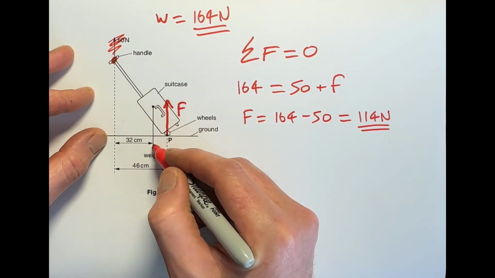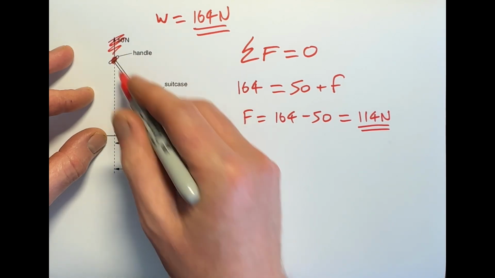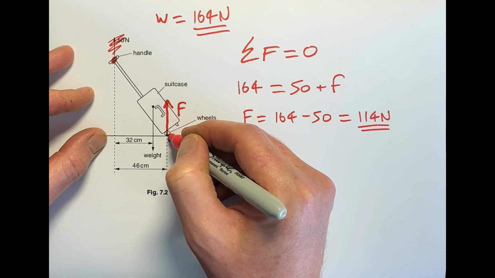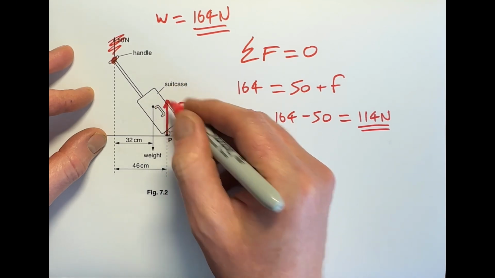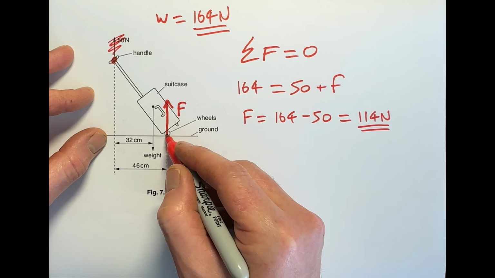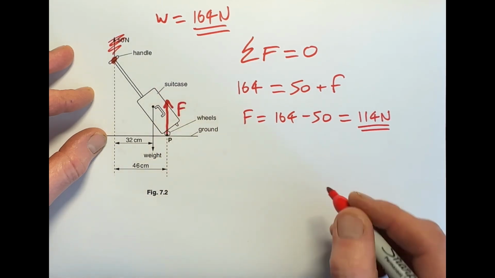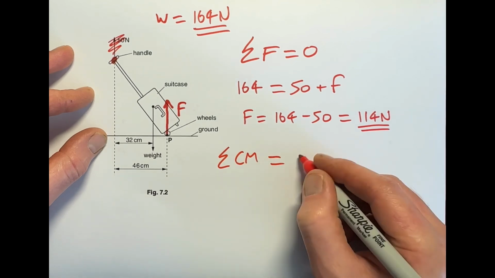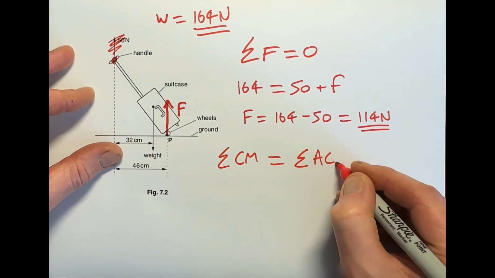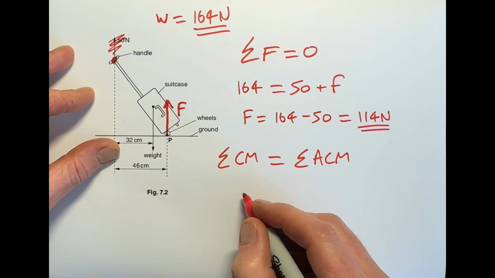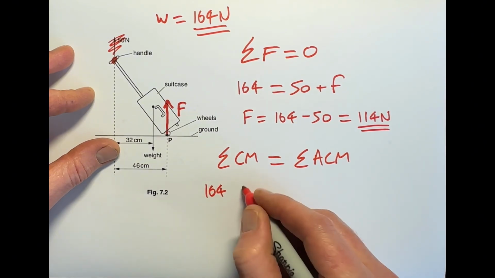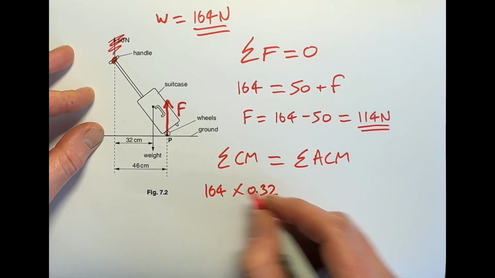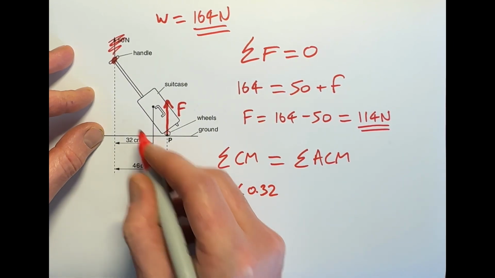We've got the weight acting clockwise around that pivot point, and we've got the force upwards from the ground pushing up on the suitcase. That is providing an anti-clockwise moment, okay? So we know, because everything's in equilibrium, that the sum of the clockwise moments must be equal to the sum of the anti-clockwise moments. So clockwise, we've got the weight, which is 164, multiplied by its perpendicular distance from the pivot, which is 0.32 meters. That's the perpendicular distance from the pivot.